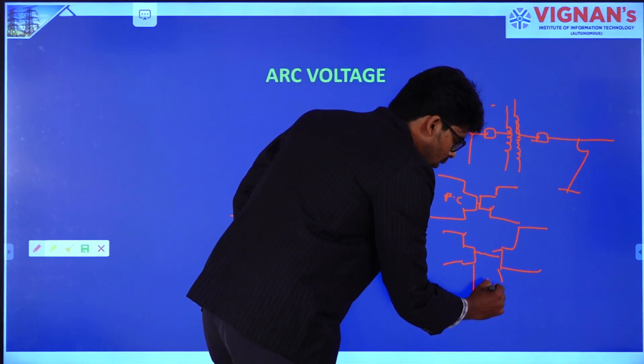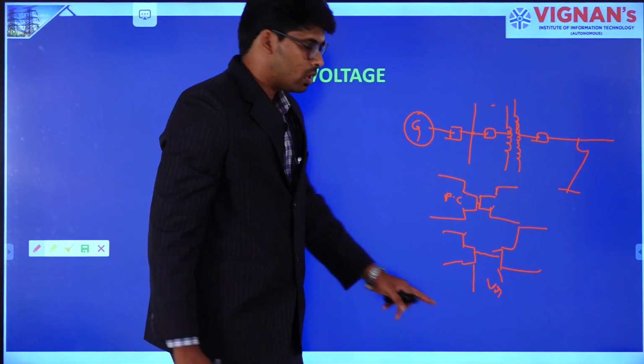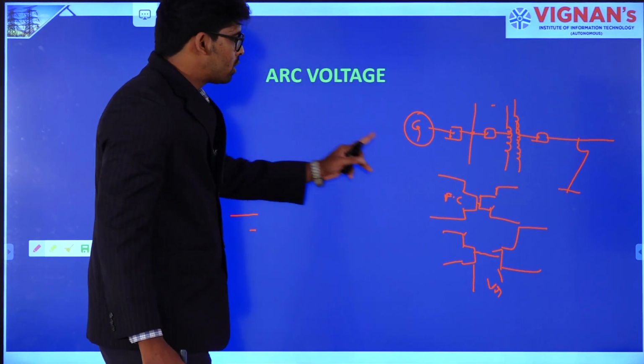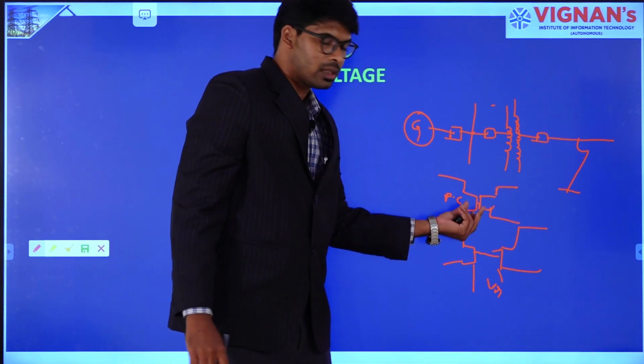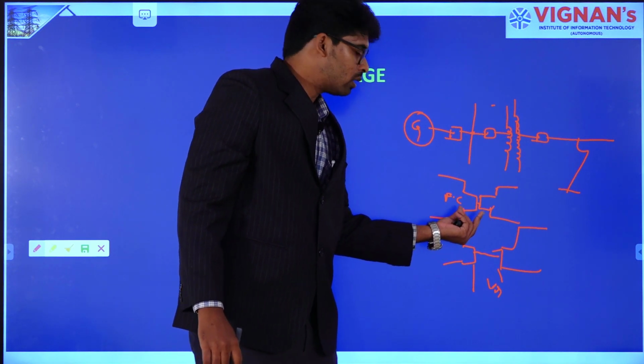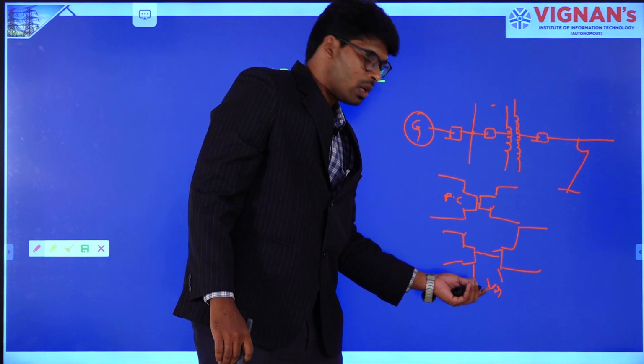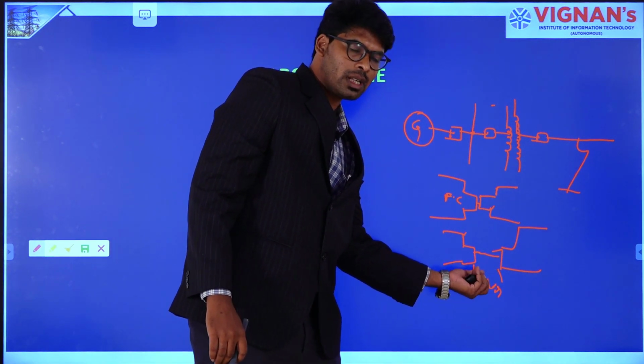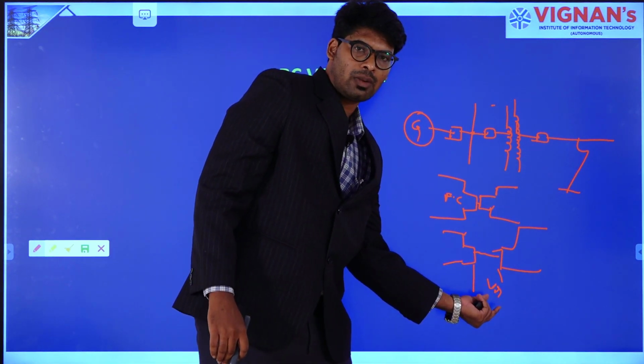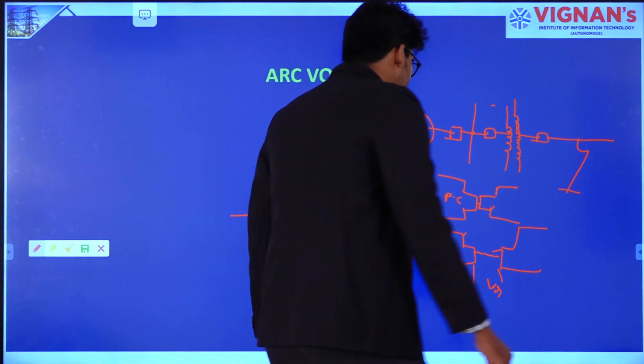That is arc voltage. The circuit breaker starts opening, with the moving contact separating from the fixed contact, and in between you will produce an arc here. The voltage which is produced across the arc is called arc voltage, simply.